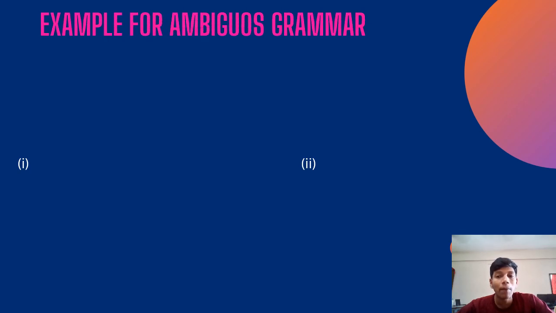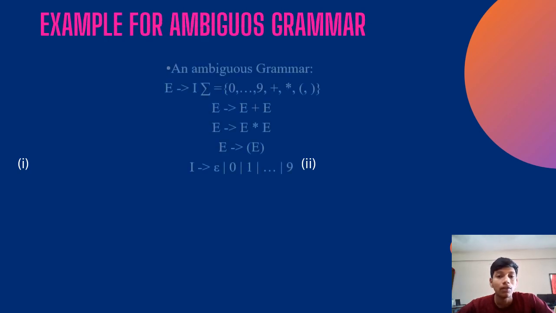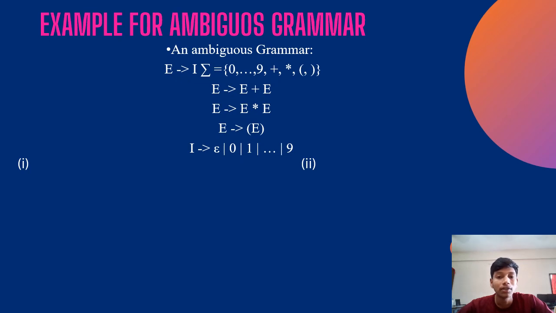Some examples of ambiguous grammar. We can see first the set of productions. The first production is E tends to I, where I is the set of digits 0 to 9, plus, into, and open and closed parentheses. Second production is E tends to E plus E. Third production is E tends to E into E. Fourth production is E tends to parenthesis E parenthesis.